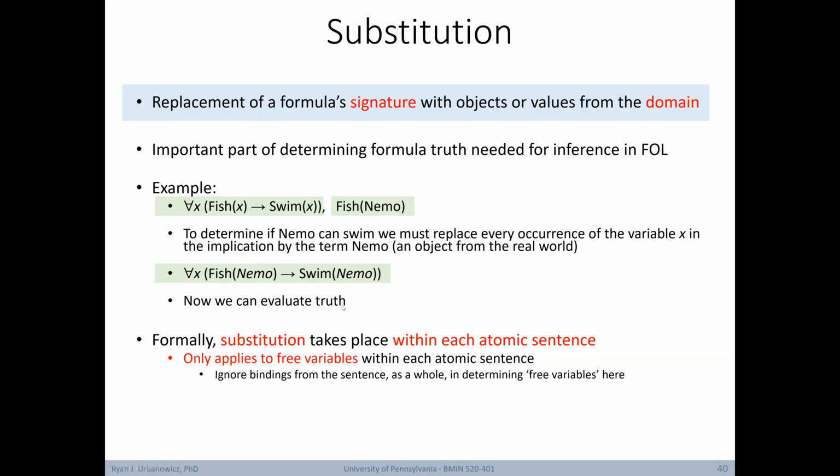Formally, substitution takes place within each atomic sentence, and it only applies to free variables within each atomic sentence. To do this, we have to ignore bindings from the sentence as a whole to determine free variables. The annotation for substitution is formally denoted here by fish[Nemo/x], indicating that we've given x the value of Nemo.